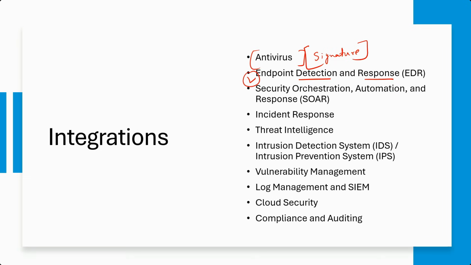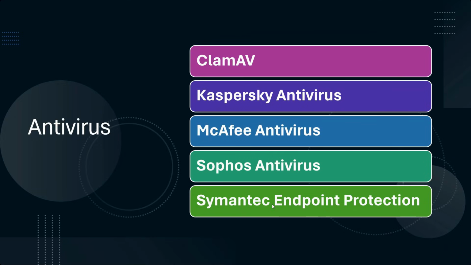It can also be integrated with SOAR, which is helpful in security automation, wherein you can create different playbooks and workflows. Then different incident response tools. There are some dedicated incident response tools available as well. Also threat hunting tools, and other IDS/IPS tools, because as you know, Wazuh itself is a HIDS software. So if you want to integrate NIDS or NIPS, you can do that. Vulnerability management tools, log management tools, cloud security tools, compliance and auditing. Okay. First things first, let's talk about antivirus.